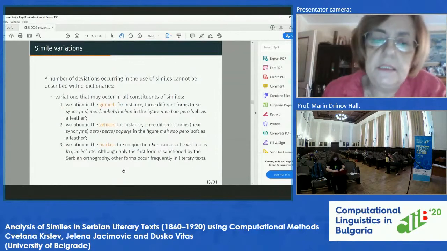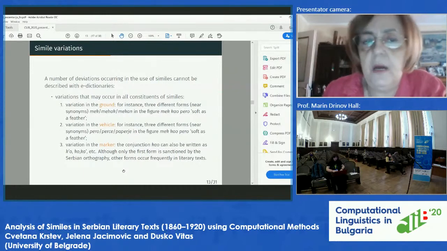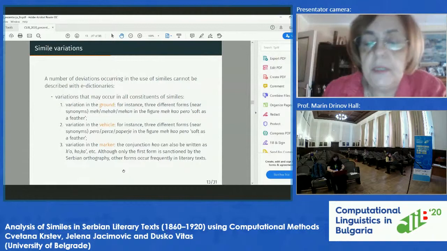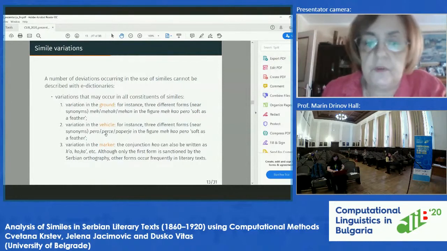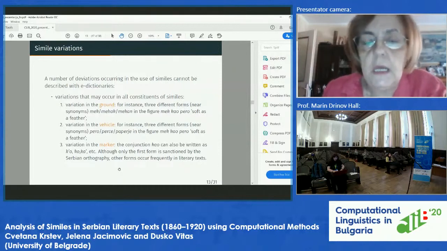But we also observed that there are a number of variations in the use of similes that cannot be described by electronic dictionaries. There are variations in the ground and in the vehicle, but also in the marker. In the ground and in the vehicle, synonyms can be used. For instance, various forms of an adjective with a practically synonymous meaning, mekah, mekan, soft, used in the figure soft as a feather. Also, the marker can be used in different forms. Many of these are not literary forms, but they occur in literary texts in order to simulate speech.